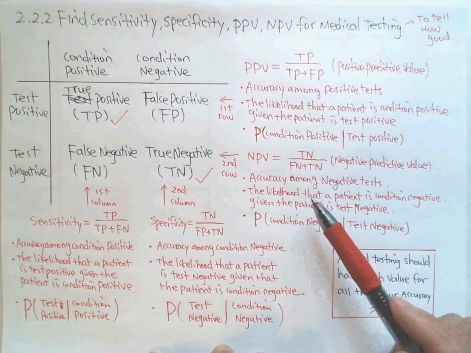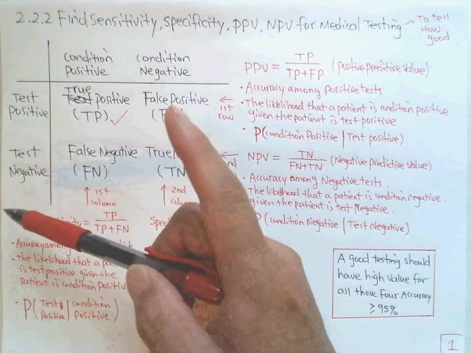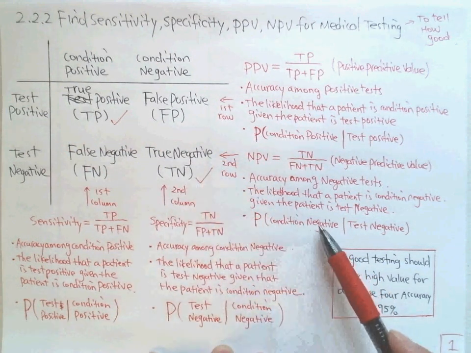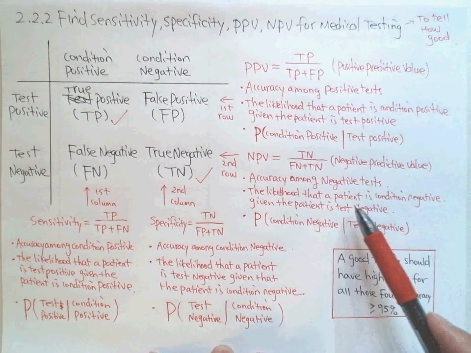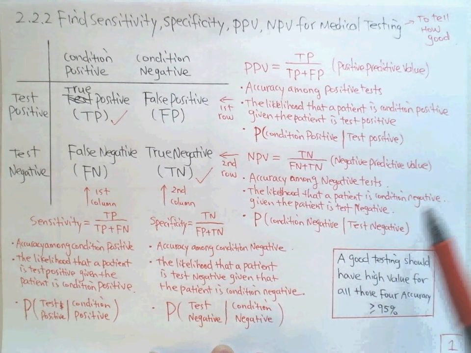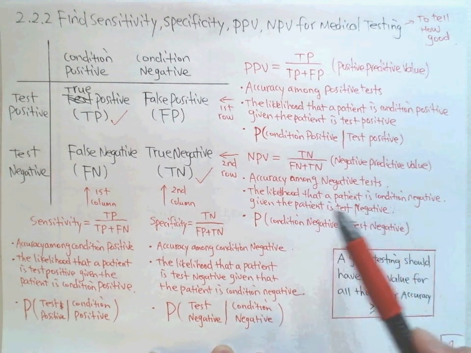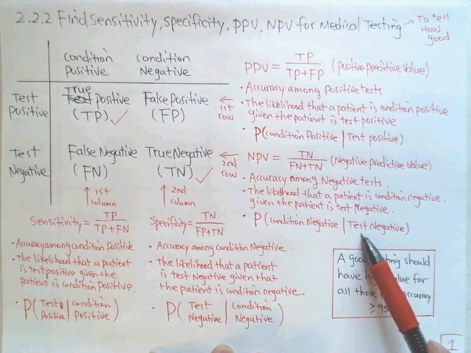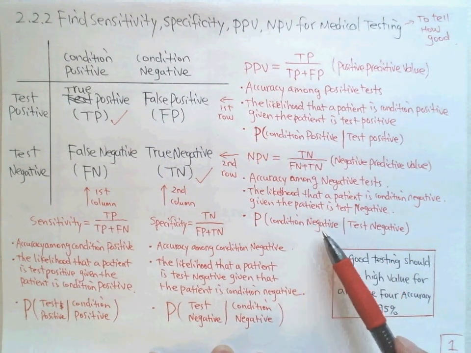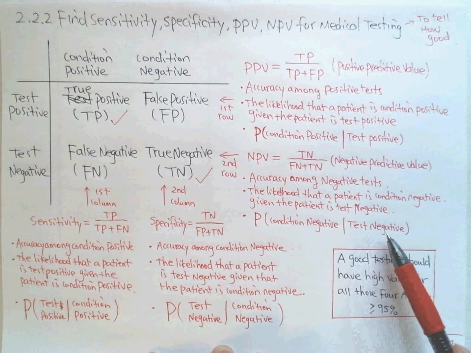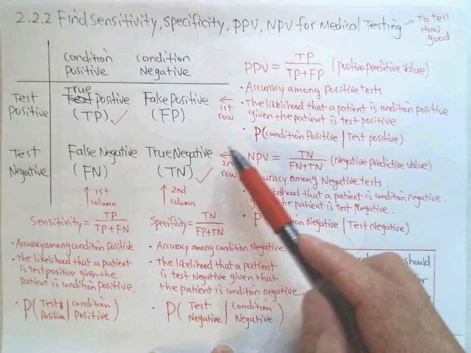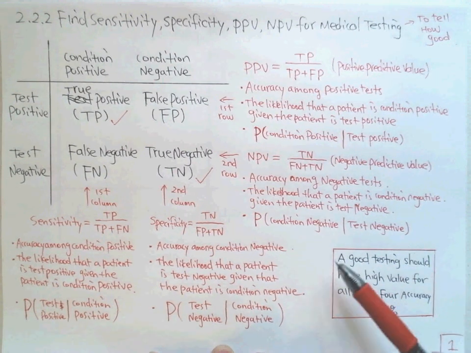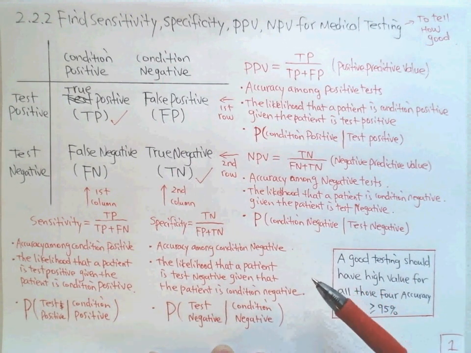Or we can say, if one test result is negative, pick one, what is the chance this one is true? Or the likelihood that the patient is condition negative given the patient has already tested negative. We use this: what is the probability of condition negative given tested negative? And that's all the definitions.